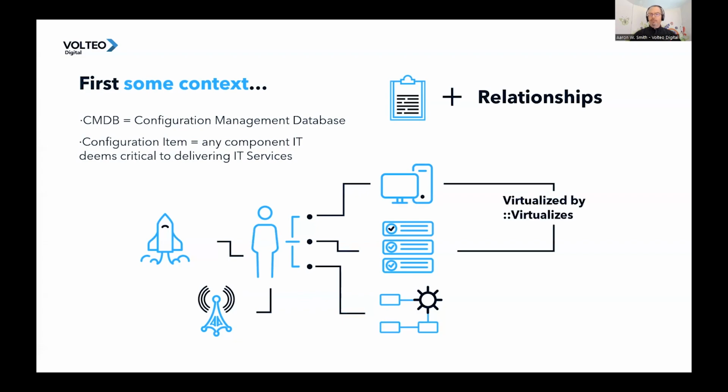So for example, we could describe that a computer is virtualized by a server, or that a server virtualizes a computer. We could say software or an application runs on a server, or the server runs particular applications or software.